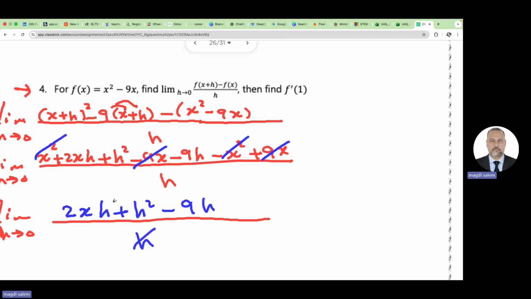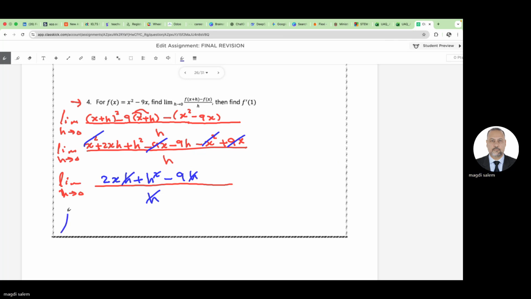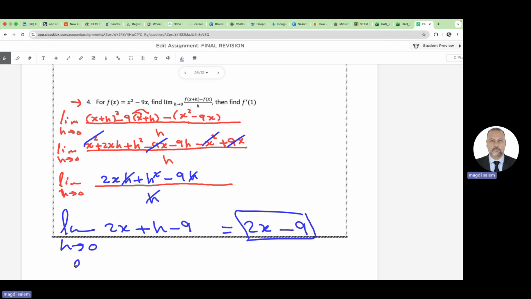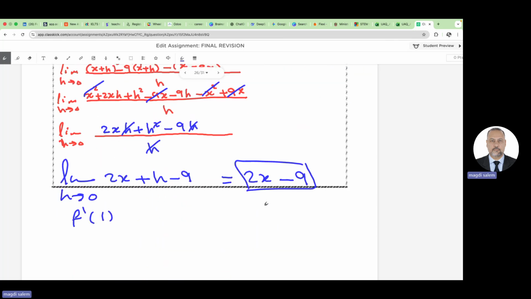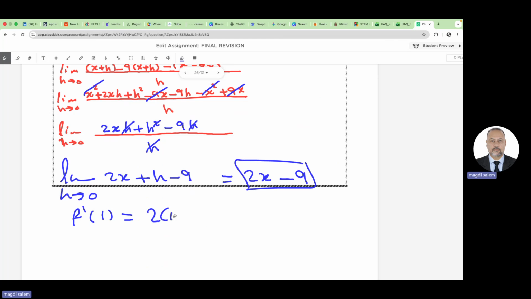If you cancel h, you get the final answer as the limit as h approaches 0 of 2x plus h minus 9. Finally, replace h by 0, so the answer becomes 2x minus 9. At the end, you will find f derivative at 1 because he is asking you to replace x by 1. So f derivative of 1 is 2 times 1 minus 9, which is 2 minus 9, which is negative 7. This is your final answer.